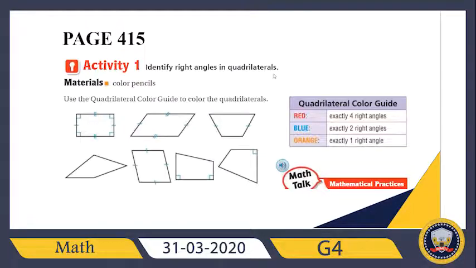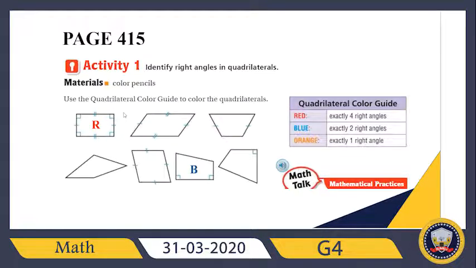Okay. It's asking to identify right angles in quadrilaterals. We already did this at the beginning of the class. What did we do? Did you catch it? So, exactly four right angles. The first one, rectangle: four right angles, two pairs of parallel lines and two pairs of equal lengths. So I know there are four right angles here. In this situation, I need to color it red. If you want, you can stop the video and color it red right now.